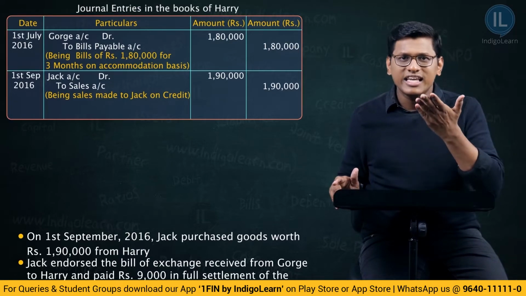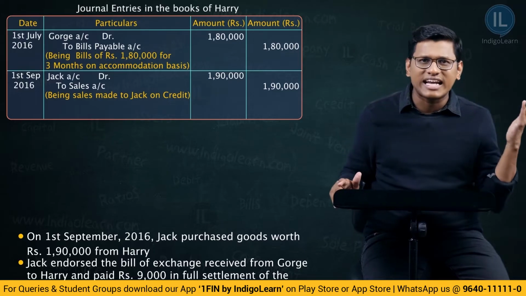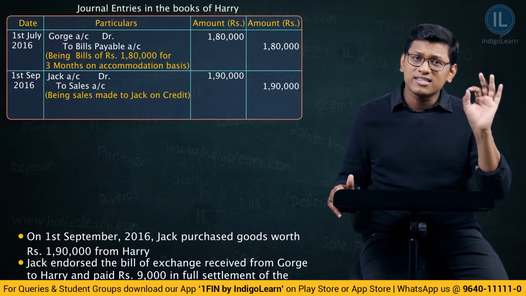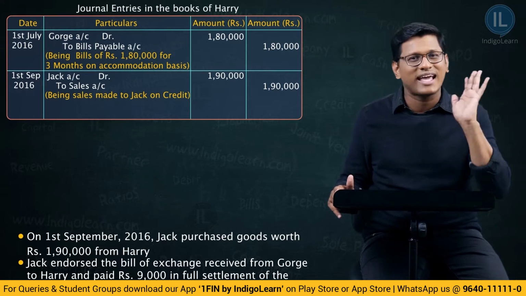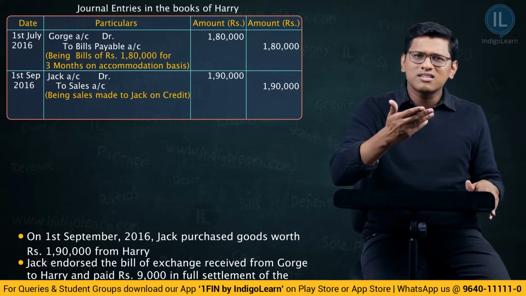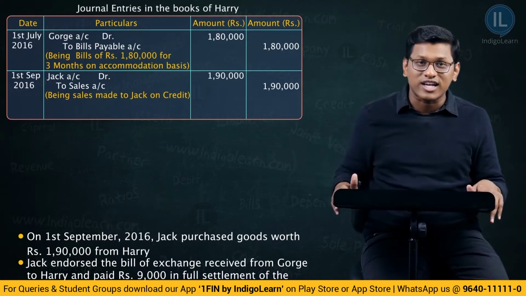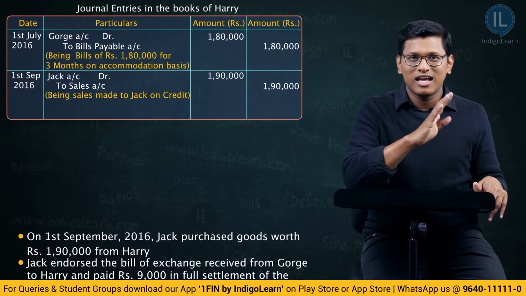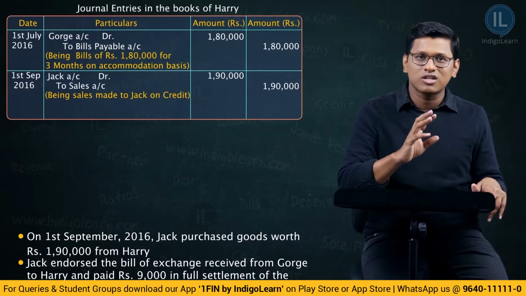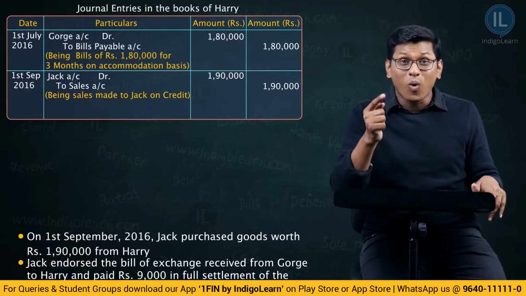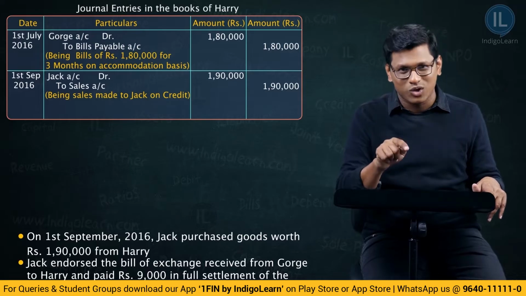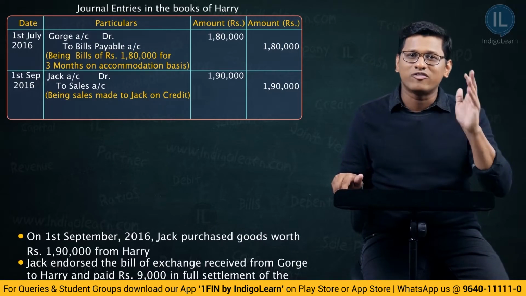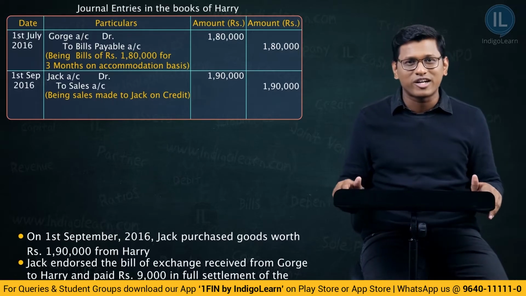Now, technically, Jack should pay 1,90,000 rupees to Harry. But what is Jack doing? Jack is giving that bill worth 1,80,000 plus 9,000 rupees of cash. So 1,80,000 is settled in the form of bills, 9,000 in the form of cash. What about 1,000? 1,000 is the discount which Harry gave to Jack. Come on, let us write the journal entry for it.